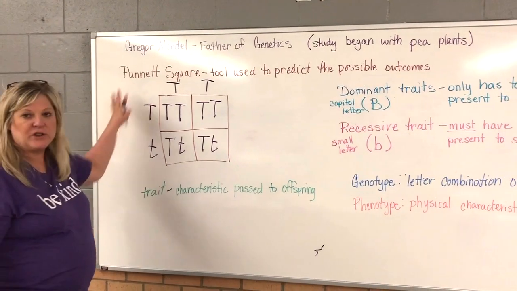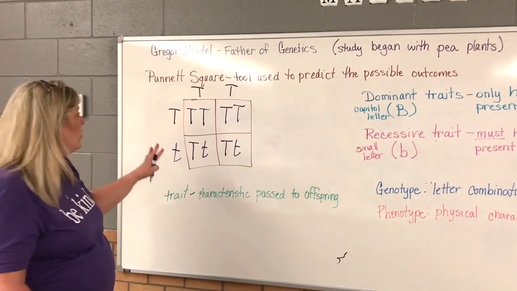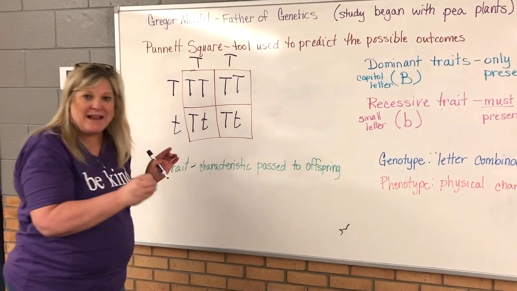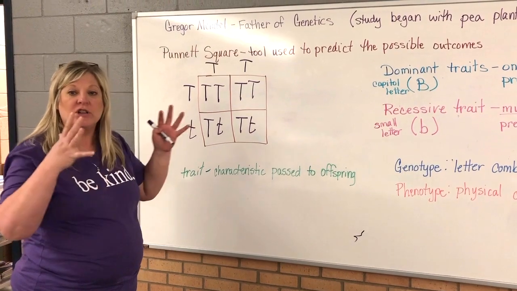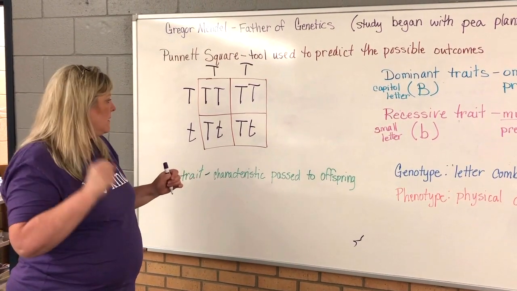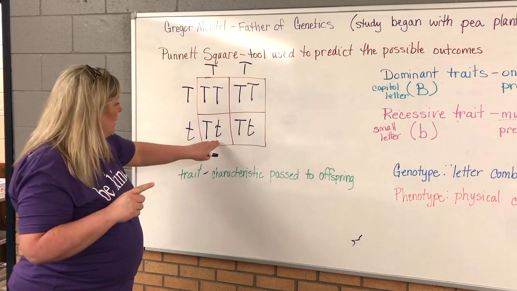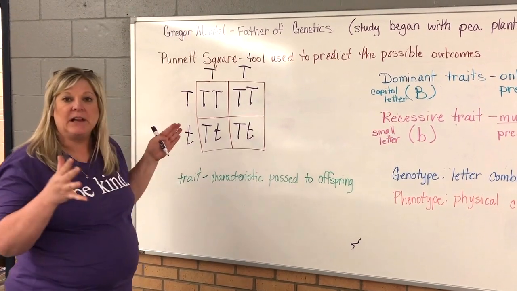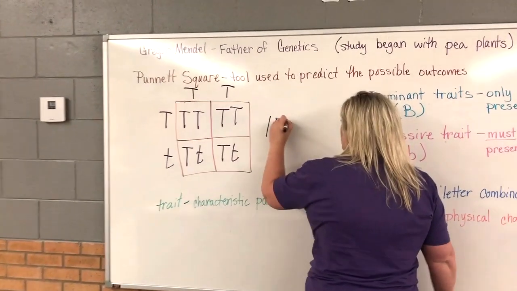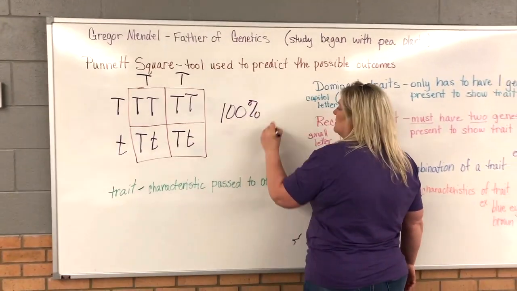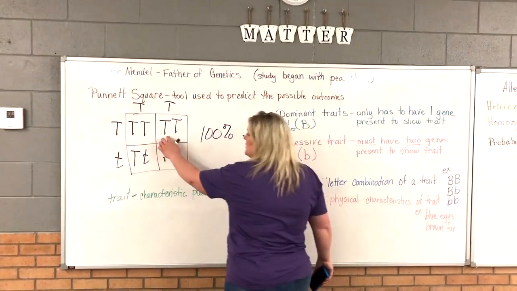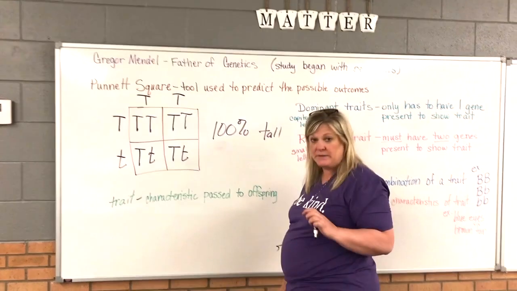Well, this is our first generation. Since they all have a dominant trait in them, they all are tall. Every single one of them. So the probability, all of this is 100% tall, because each one of them carries a dominant trait.